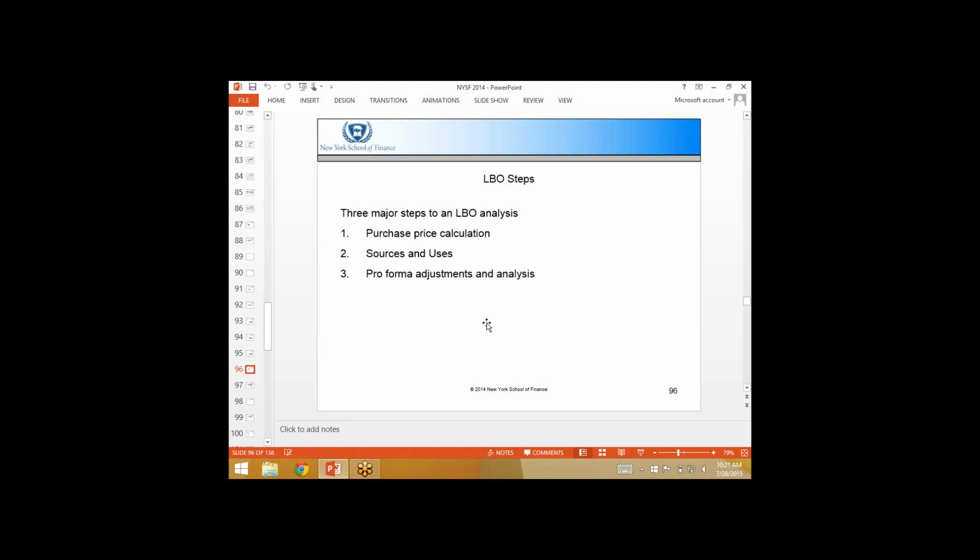Let's brush on the technicals, and we'll go back and dig deeper and deeper. So there are major steps to leveraged buyout analysis, very similar to an M&A analysis or any restructuring or transaction. Number one, you got to get the purchase price. Real simple. How do you get the purchase price? Valuation. Number two, you want to look at the sources and uses of cash. And then we want to go through the pro forma adjustments in the analysis. So we'll look at that.